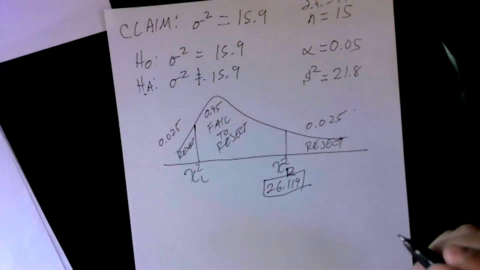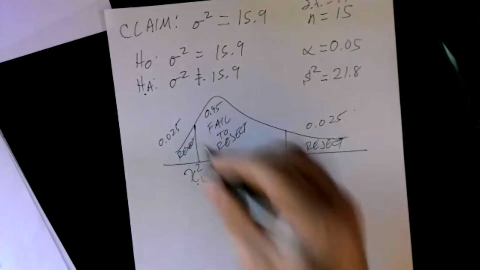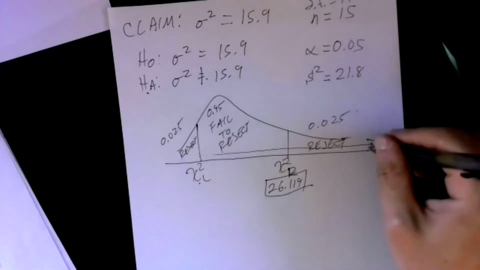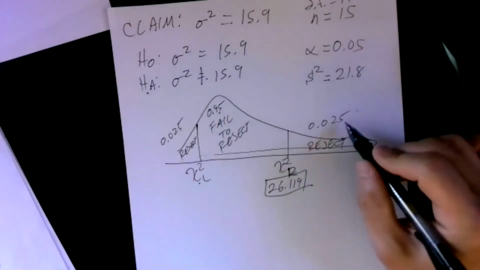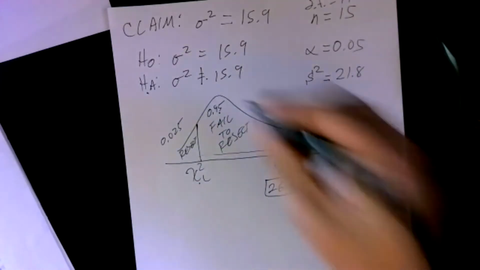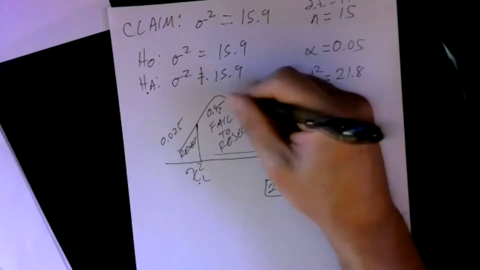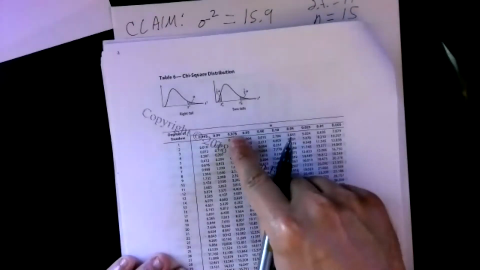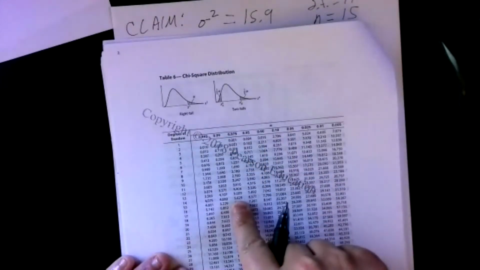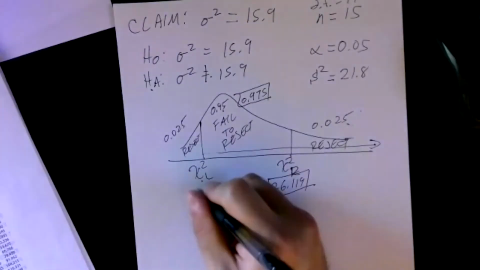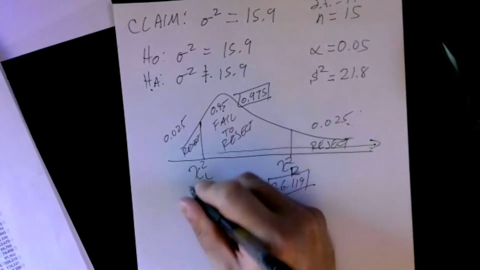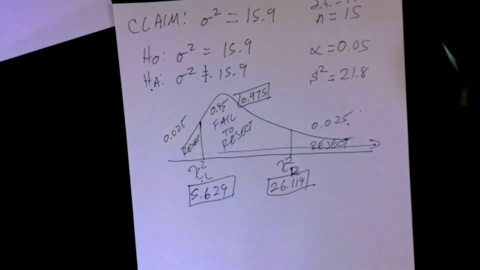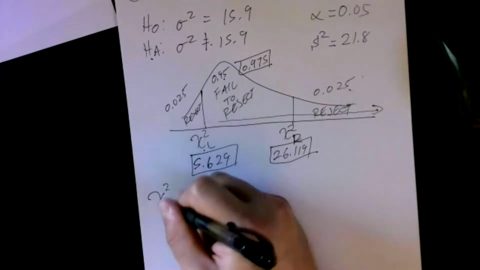There we go. For the left, we need the total area to the right, which is the 0.95 plus the 0.025, which is 0.975. Go to the 0.975 column, go down to 14, 5.629. Now, we know the cutoffs for reject and fail to reject. Let's get the test statistic.